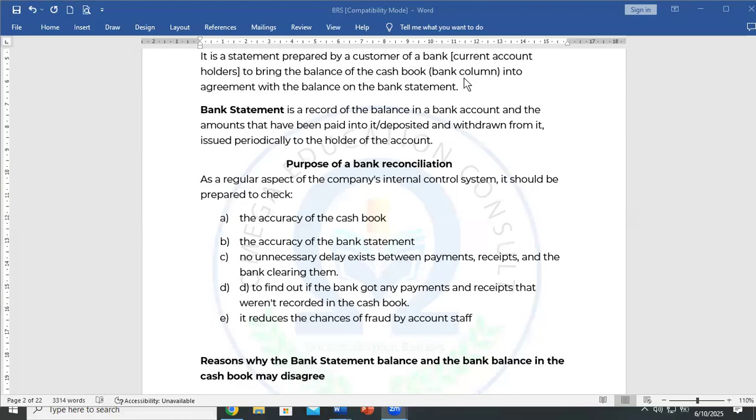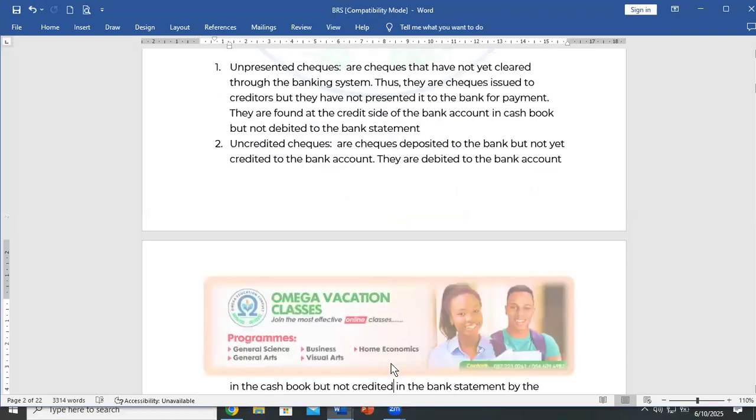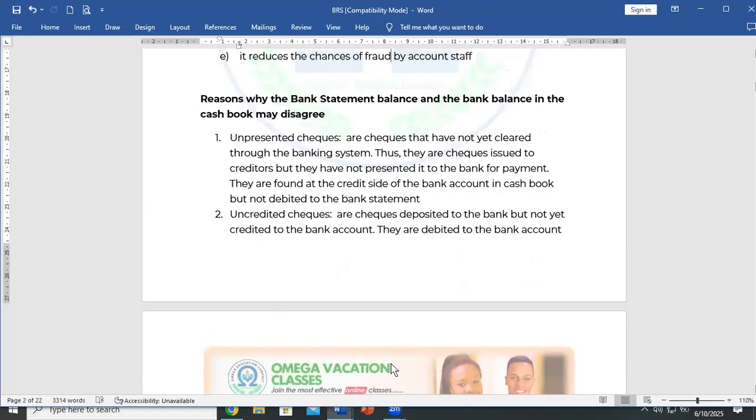So you see that these are some of the possible causes of the difference in the balances that we are looking at. Now, specifically, let's go to that of the bank and then the customer. So please take note of the following reasons. The first one is unpresented checks.